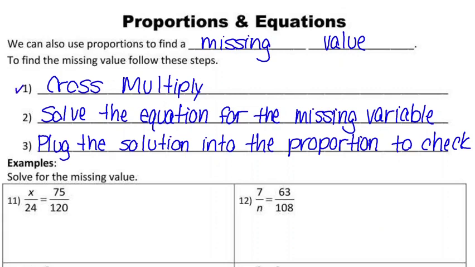And then you're going to solve the equation for the missing variable, because you put a variable in the place that you don't know. And then you can plug the solution back in and you check to make sure, did it come out to be a true proportion, just like we did on the first page. So let's do a practice.